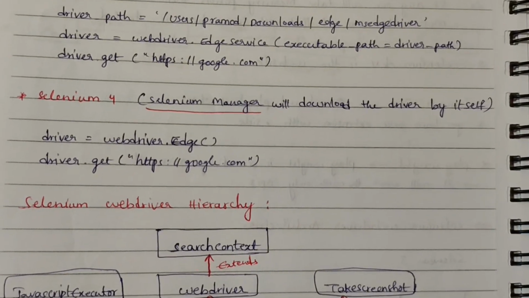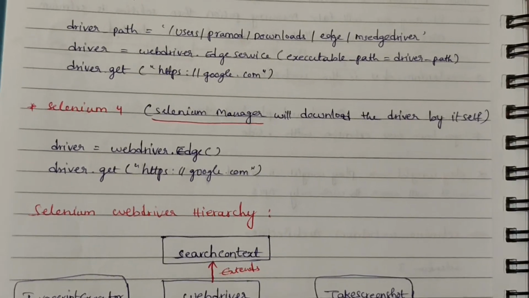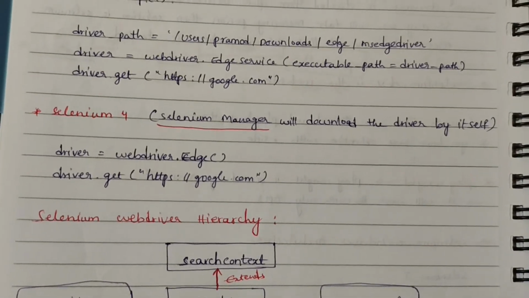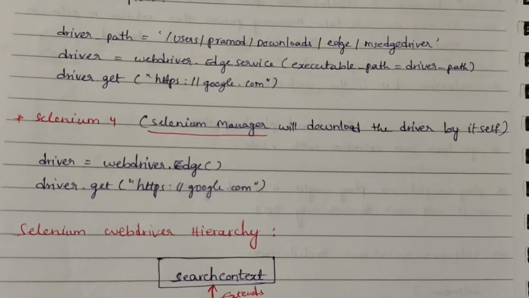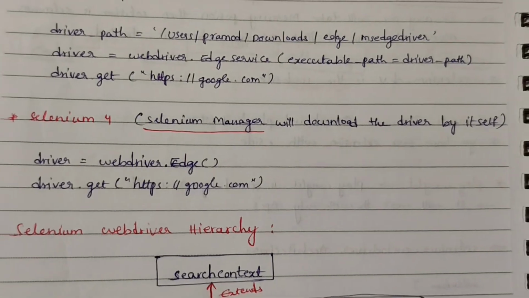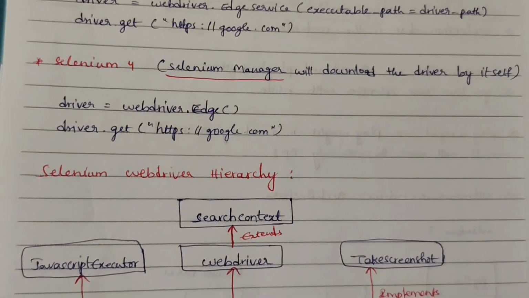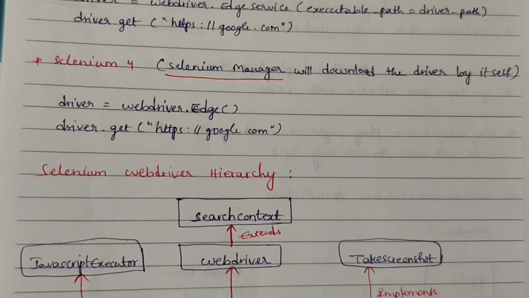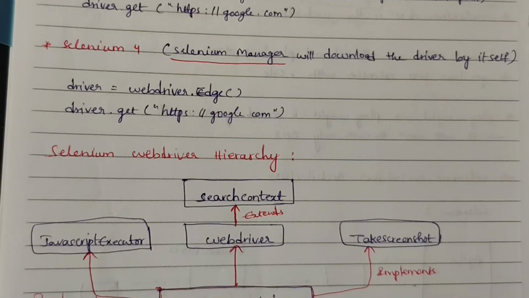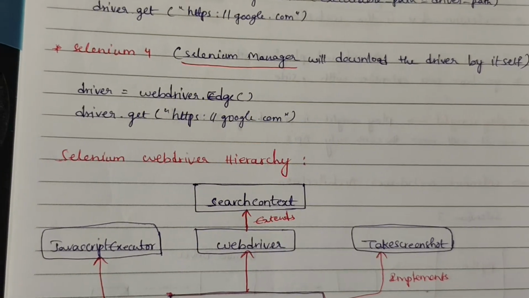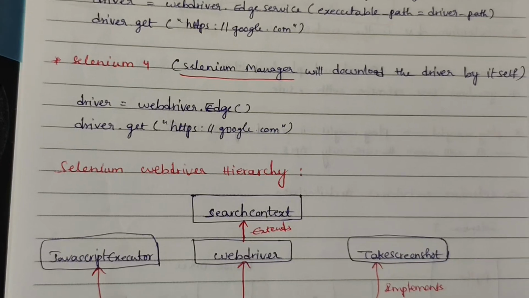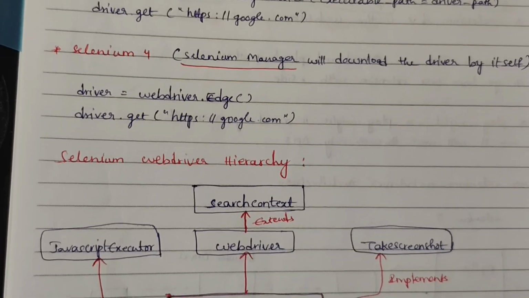But in Selenium 4, Selenium Manager will download the driver by itself. Now this is Selenium 4. Driver equals webdriver.Edge. Then driver.get, and in the double quotes we mention http google.com. Driver equals webdriver.Edge, that's it in Selenium 4.